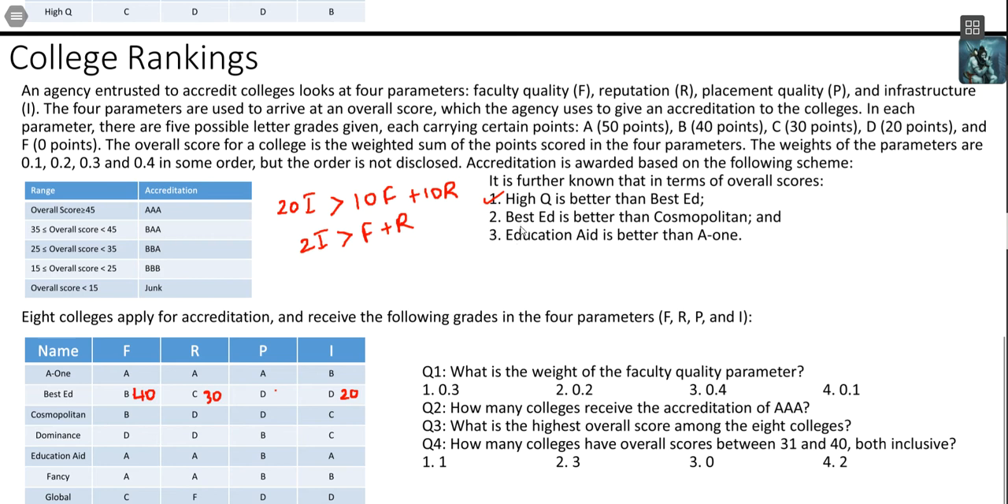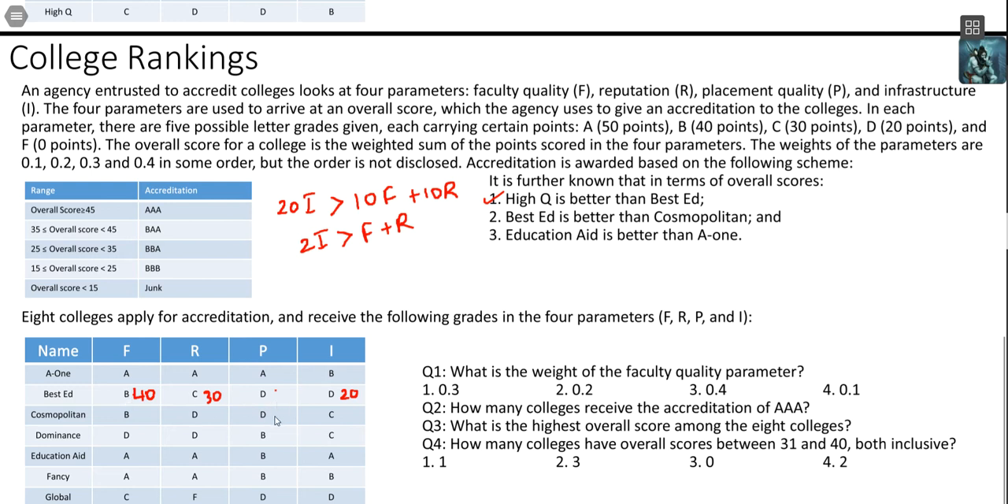Let's look at the second statement. Best Ed is better than Cosmopolitan. Let's look at Best Ed and Cosmopolitan. First, faculty. In the faculty parameter, their scores are identical, so it doesn't matter. In R, Best Ed has the better grade. In P, it is common. In I, Best Ed is worse.